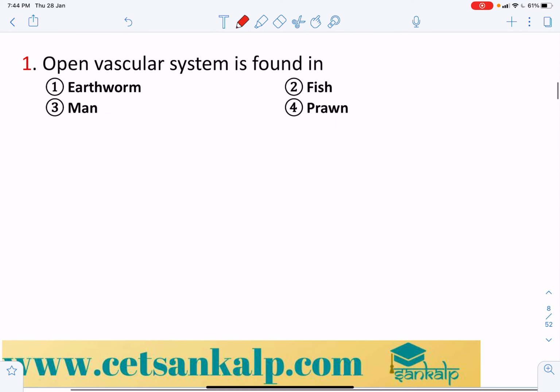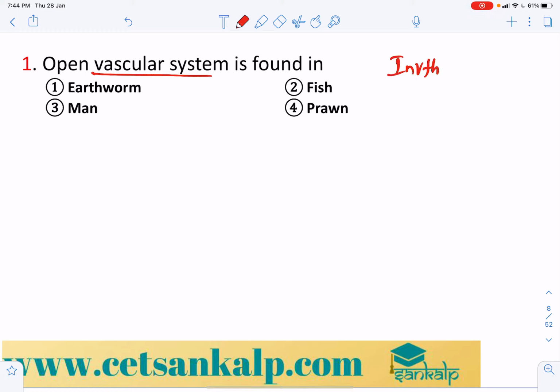So let us take the open vascular system. The question is: open vascular system is found in which? We discussed that whenever we say open vascular system, we mean invertebrates. Along with that, in some, like the earthworm, it is closed, which belongs to annelida.